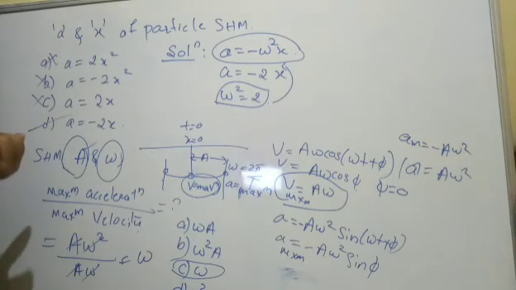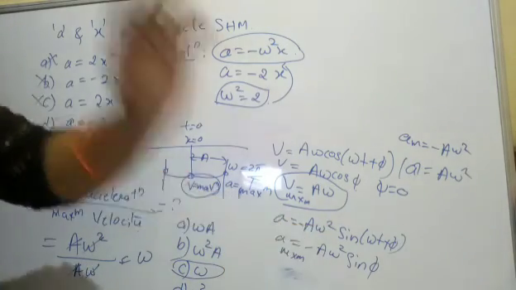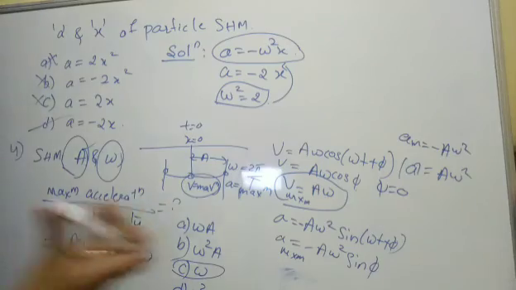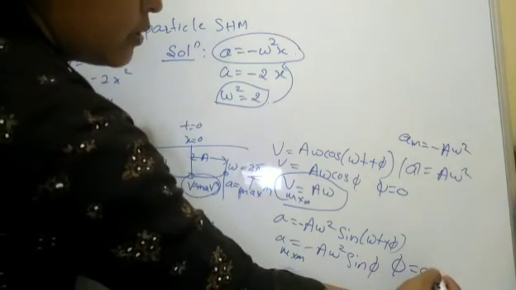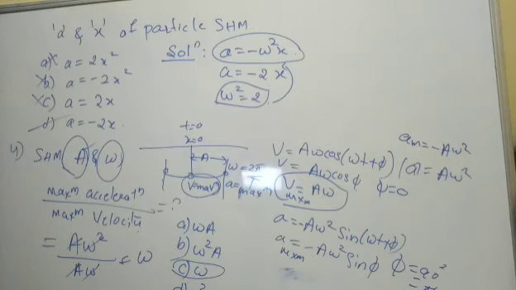Once you go ahead with the maximum acceleration, it will be at the extreme position, as we have the equation a is equal to minus a omega square of sine omega t plus phi here. So sine phi will be maximum at sine 90 degrees. So phi will be equal to 90 degrees, or else we can say pi by 2. So that means the acceleration is equal to minus omega square a.